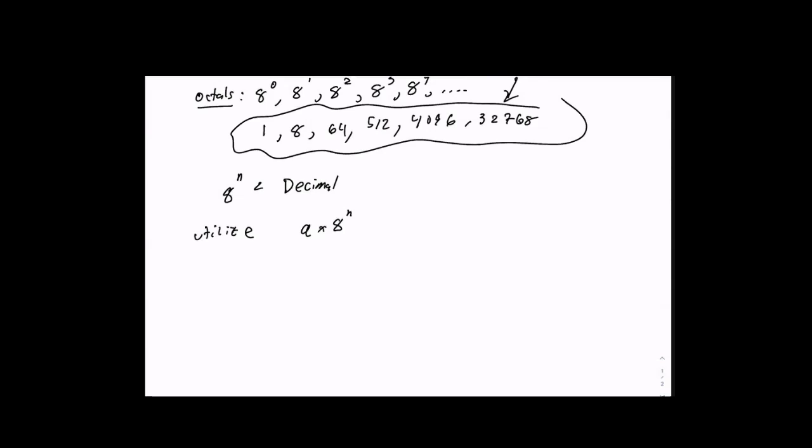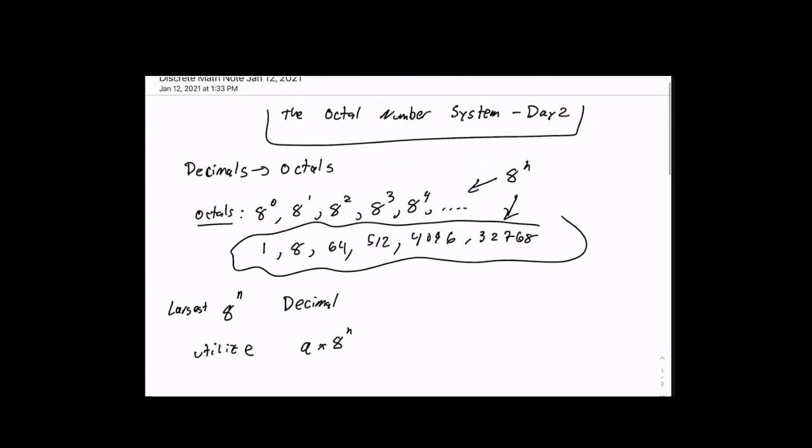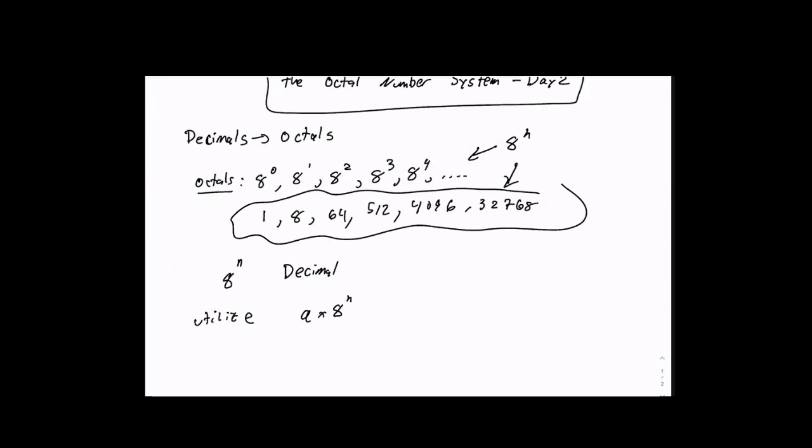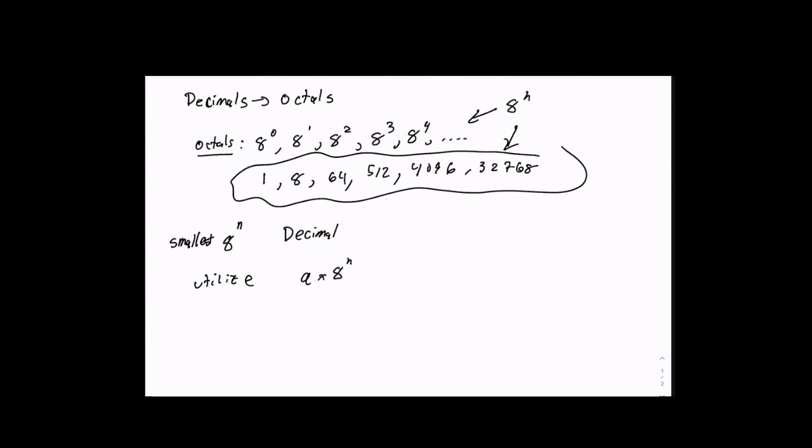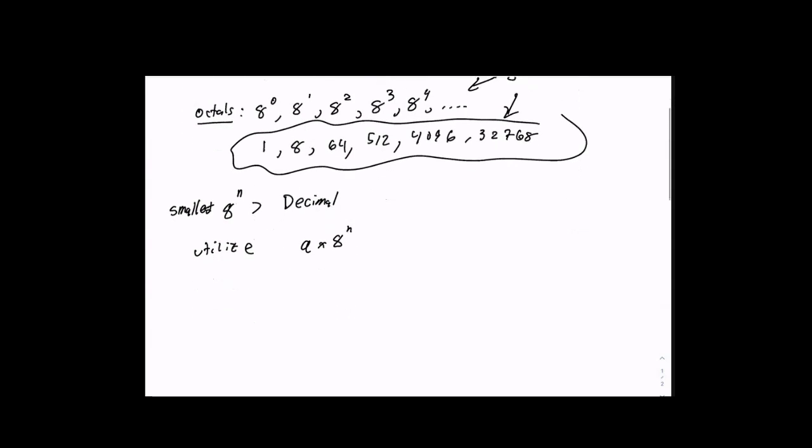Best thing here, like I said, is an example. These are the numbers that you're using. You want to find the biggest number, the smallest 8 to the n. Actually, I'm sorry, I'm getting these backwards here. I'm trying to rush it, and that's my mistake. Take your time. We want to find the smallest 8 to the n that is greater than the decimal. That's what I meant to say.